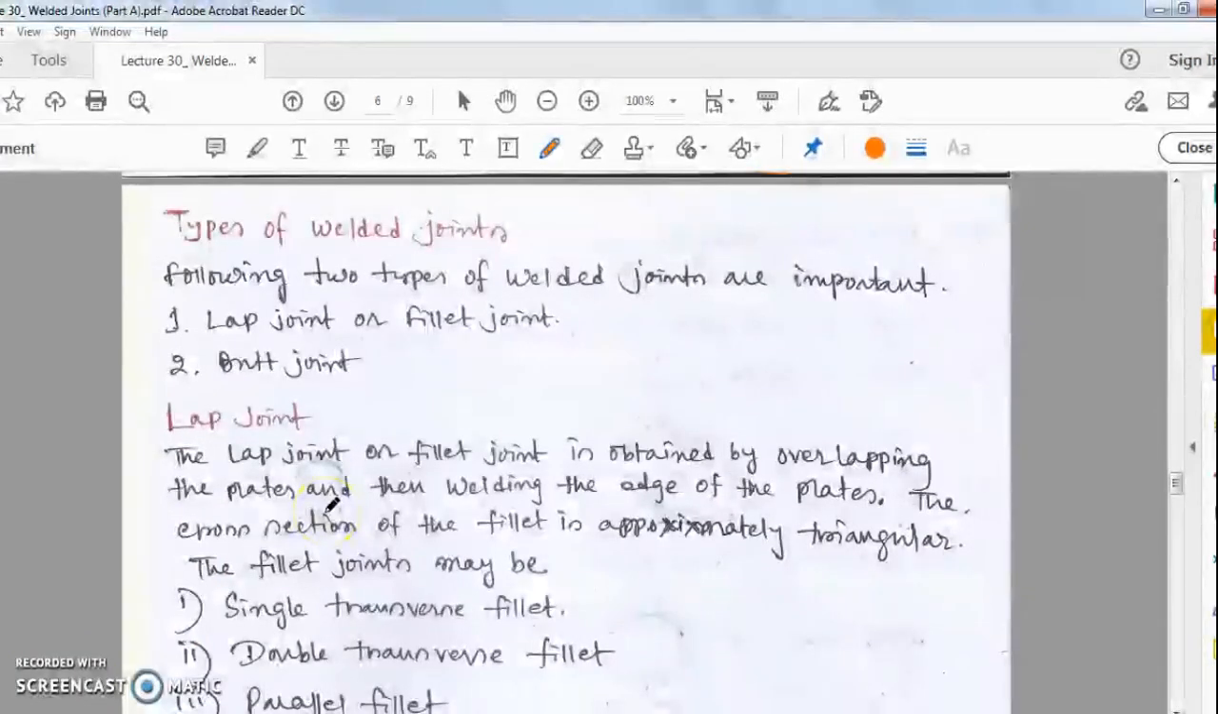Next, come to types of weld joints. Following are the two types of welded joints that are important from the subject point of view. The first one is the lap joint or fillet joint. The second one is the butt joint. Now, the lap joint.